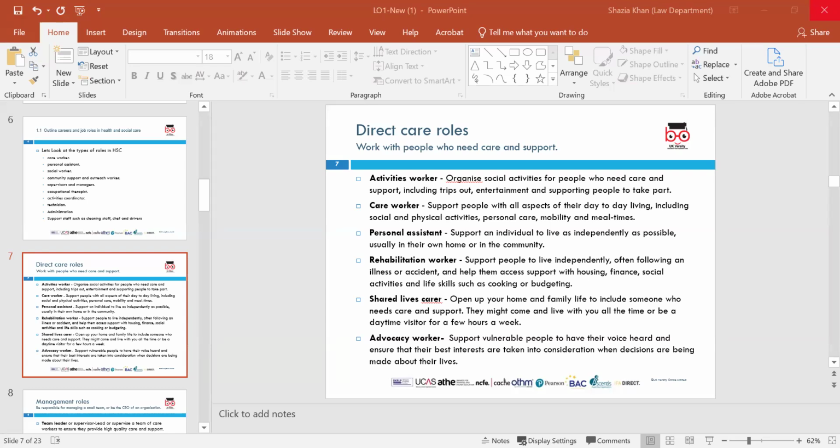Rehabilitation is, to my understanding, when somebody's trying to heal, and somebody helps them to heal, to get back to their normal self, to their real self. A worker that is specialized in that area.